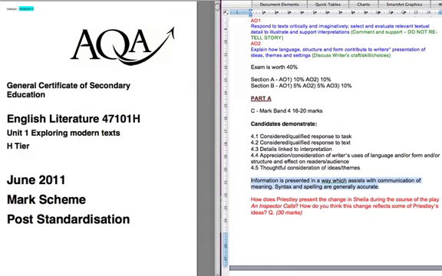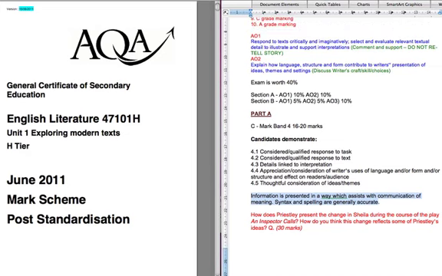So those are all the elements of Section A, and basically all we're trying to do is our PEE points: point, evidence, explanation, and we're trying to make them very clear. The next thing that we're going to do in the video is start answering this question from the 2011 paper.